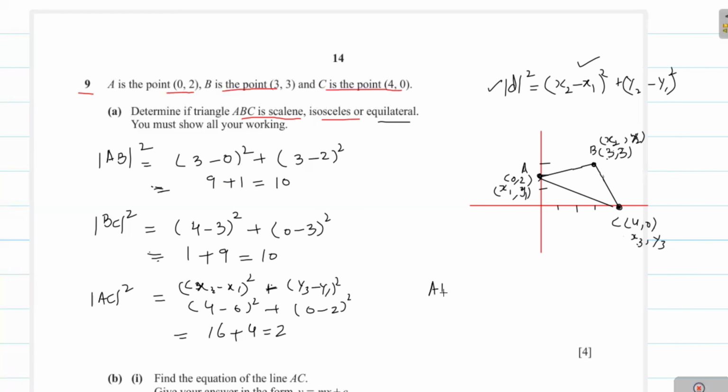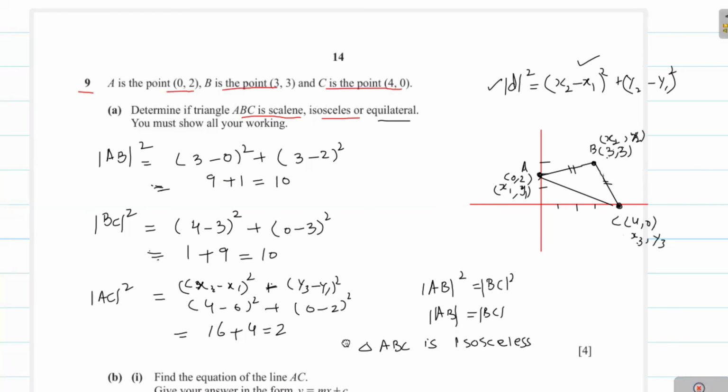Now you see here AB square equals BC square, and therefore we can write AB is equal to BC. In this triangle, two sides are equal. Therefore, this triangle is an isosceles triangle, and we write that triangle ABC is isosceles.